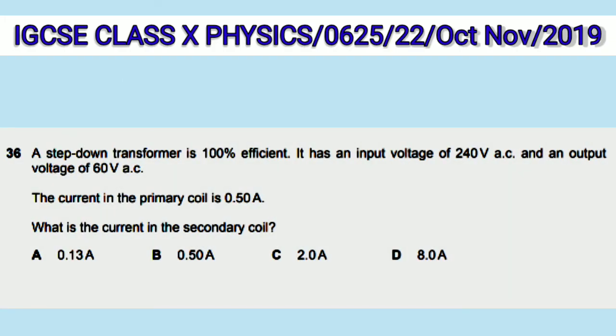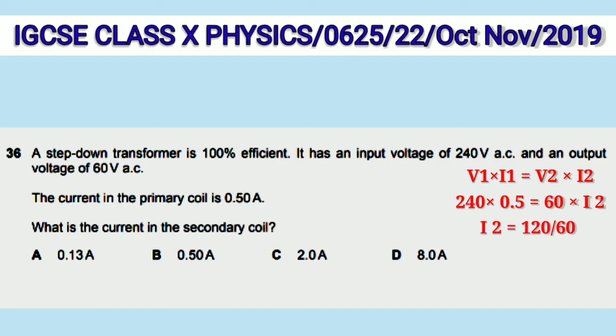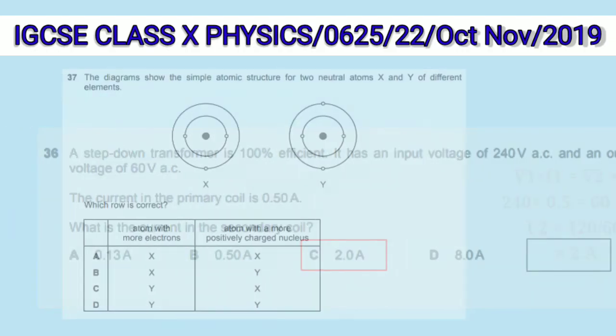Question 36. A step-down transformer is 100% efficient. It has an input voltage of 240 volts AC and an output voltage of 60 volts AC. The current in the primary coil is 0.5 amperes. What is the current in the secondary coil? The formula used here will be V1 into I1 is equal to V2 into I2. We will substitute the values, we get I2 is equal to 2 amperes. So correct answer is option C, 2 amperes will be the current in the secondary coil.